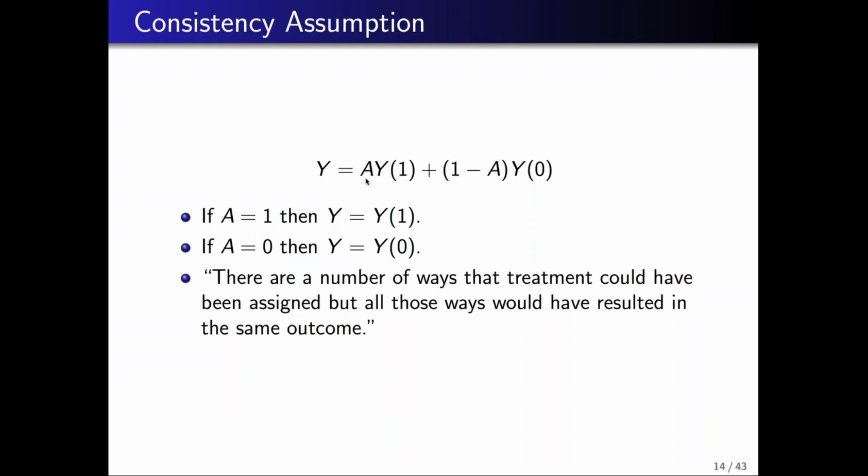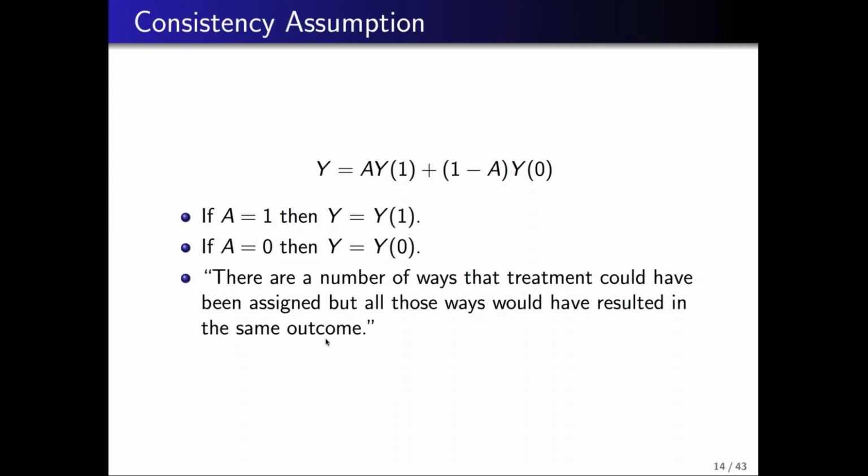It just picks off, if A is 1, it picks off Y1, and if A is 0, it picks off Y0, and it just connects it to my observed outcome. So it connects the potential outcomes to my observed outcome. There are a number of ways that treatment could have been assigned, but all those ways would have resulted in the same outcome.